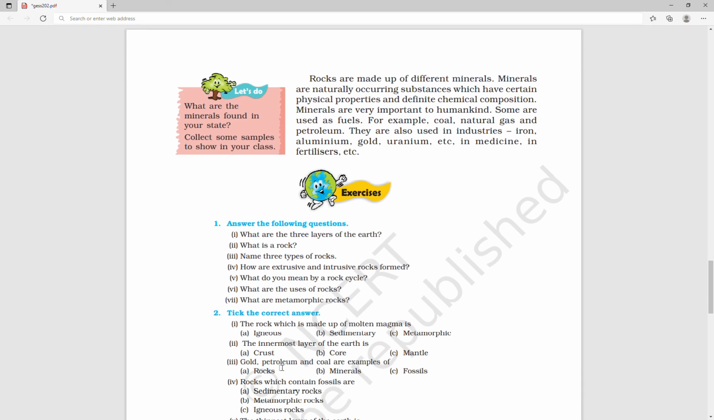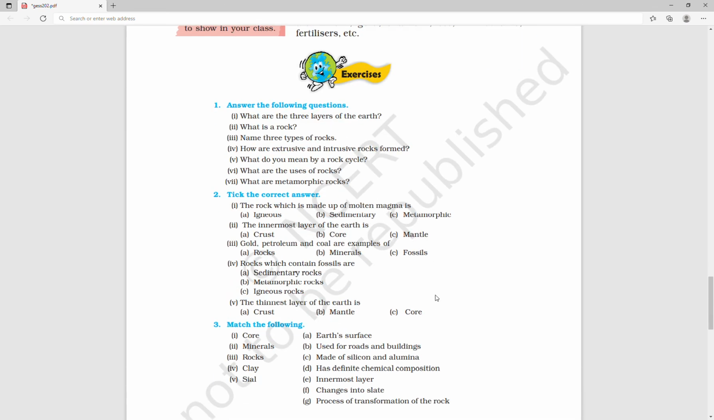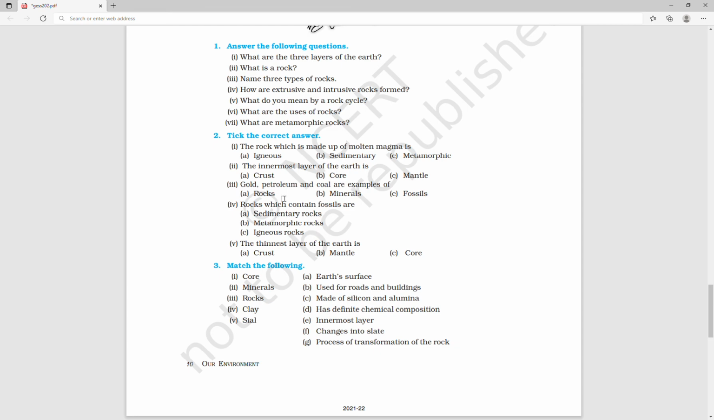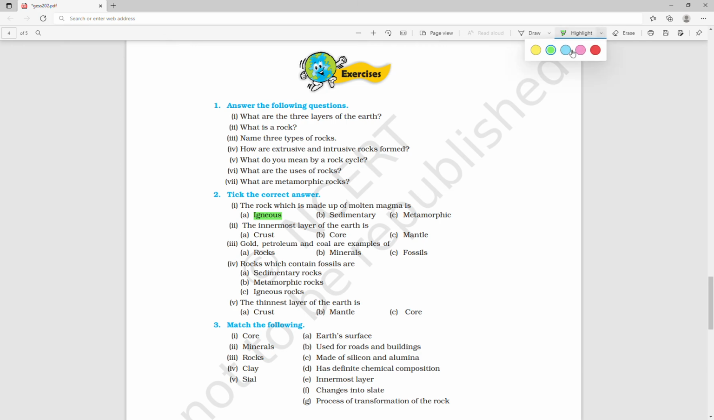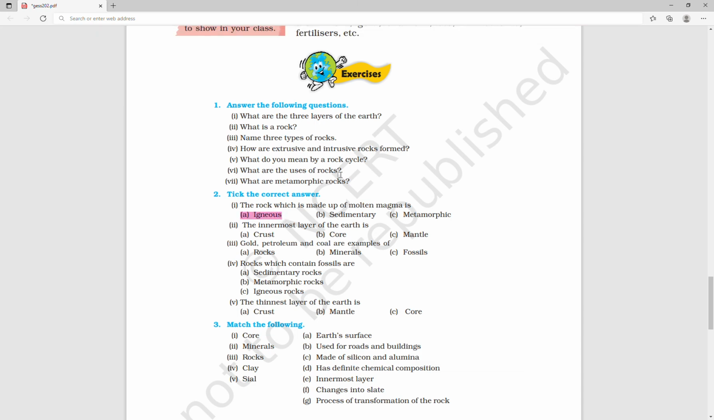I hope you understand this lesson, and if you have understood, let's do this. Take the correct answer. The rock which is made up of molten magma is igneous rock. So we choose igneous. Okay, fine. The innermost layer of the earth is core. Correct. And gold, petroleum and coal are examples of minerals, which we have learned here, right?